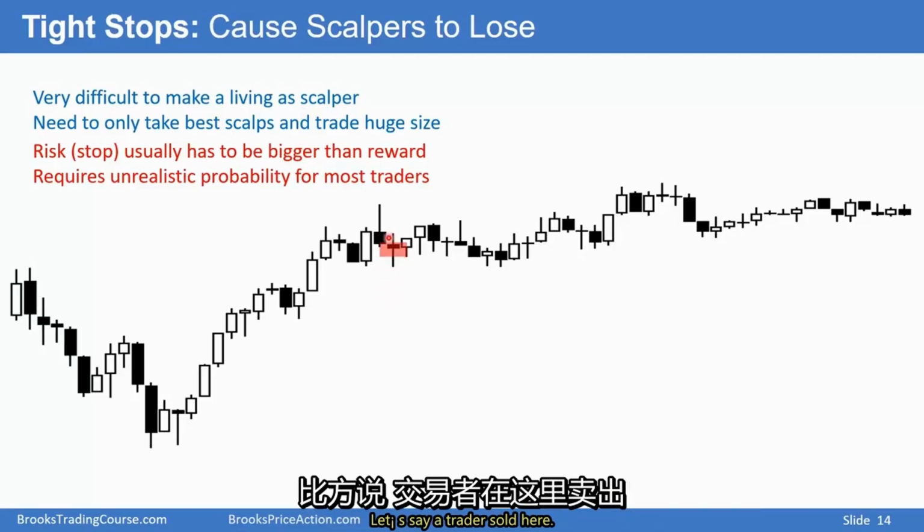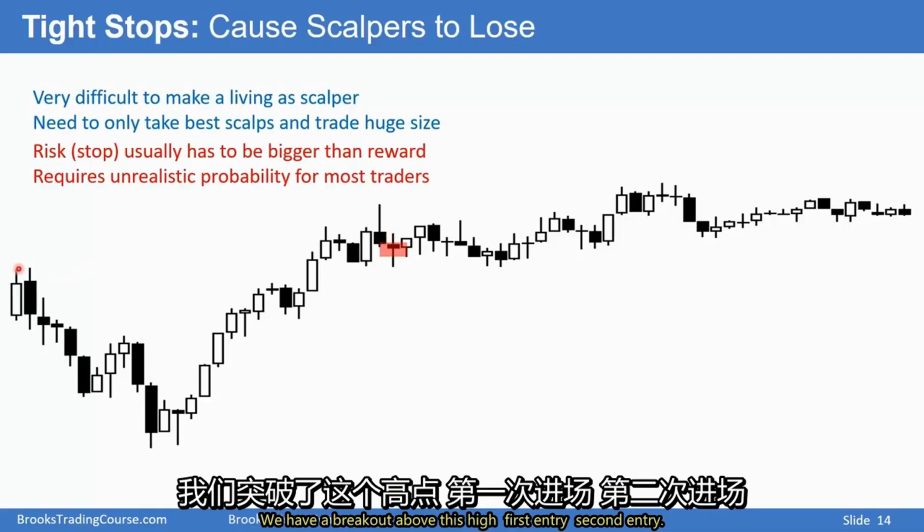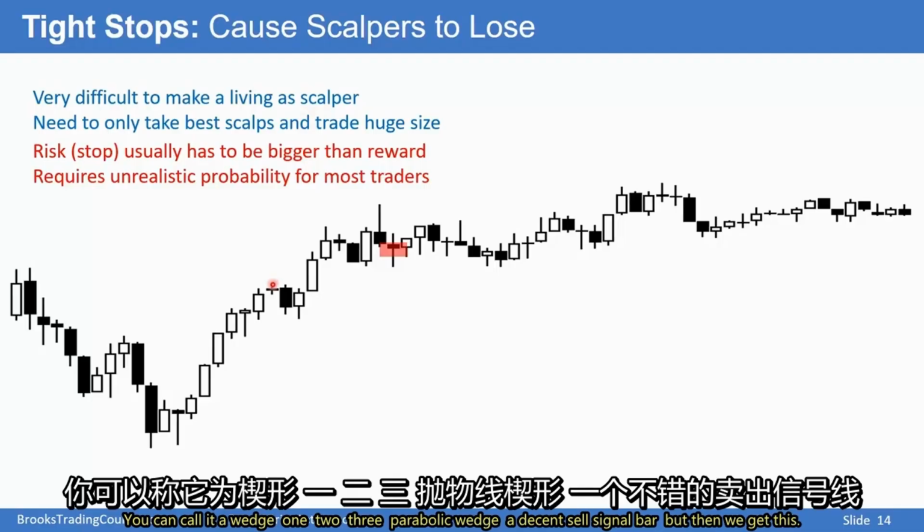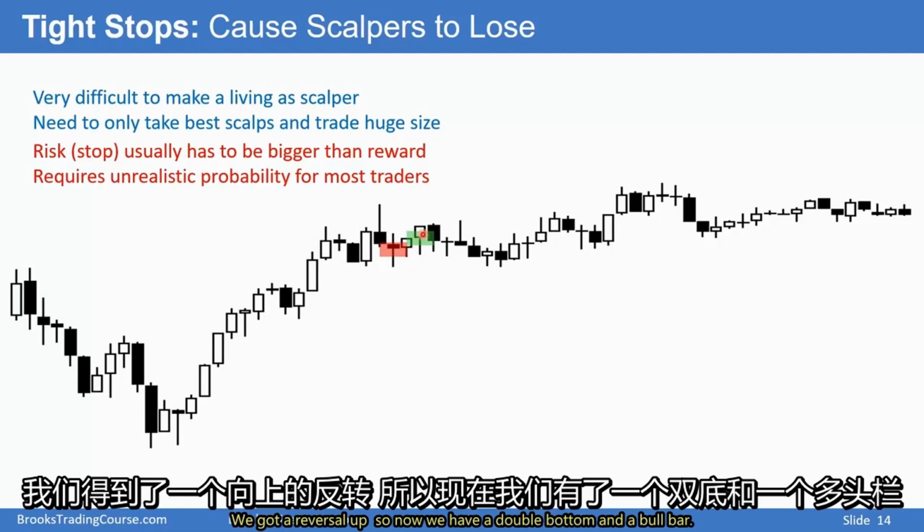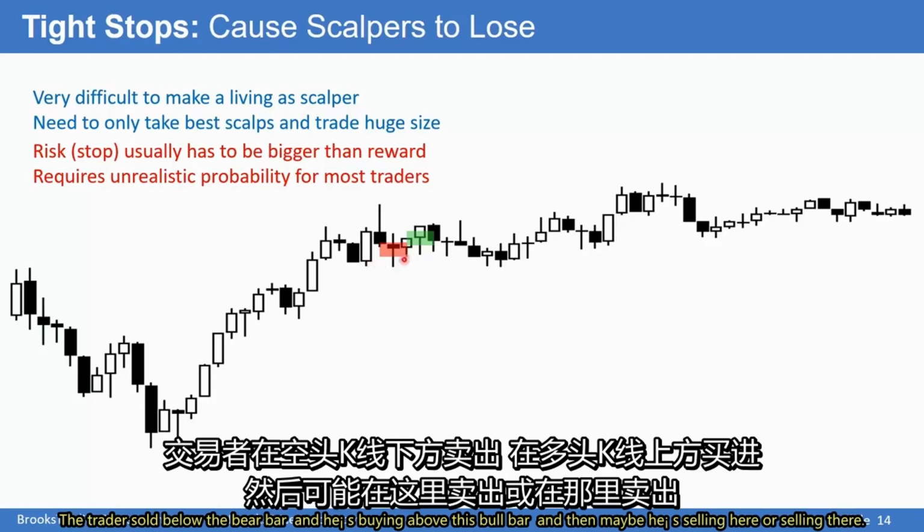Let's say a trader sold here. We have a breakout above this high, first entry, second entry. You can call it a wedge, 1, 2, 3, parabolic wedge, a decent sell signal bar. But then we get this. We got a reversal up. So now we have a double bottom and a bull bar. The trader sold below this bear bar, and he's buying above this bull bar.